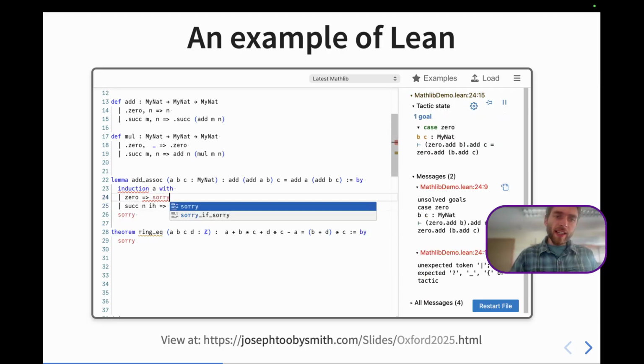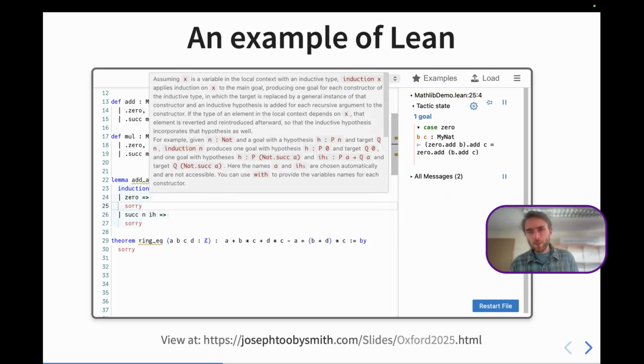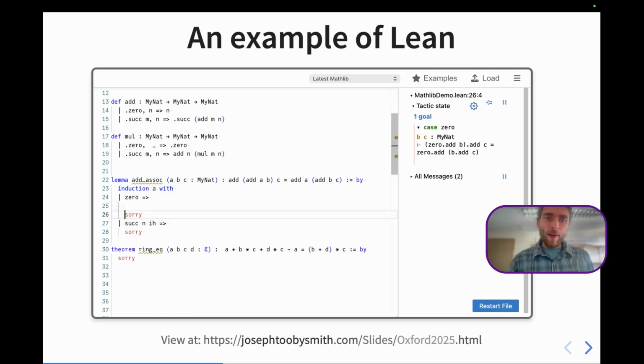And I put sorry in some places, and what sorry does is it basically says, I'm not going to provide you a proof of this right now. It's kind of like a placeholder when you don't want Lean to give you an error, but you also haven't found a proof. So you'll now notice that in the first induction case, the base case, my tactic state has now changed. The a has been replaced with a 0.